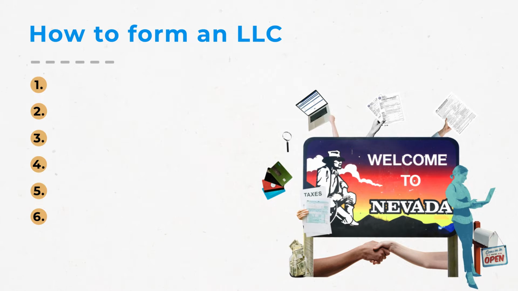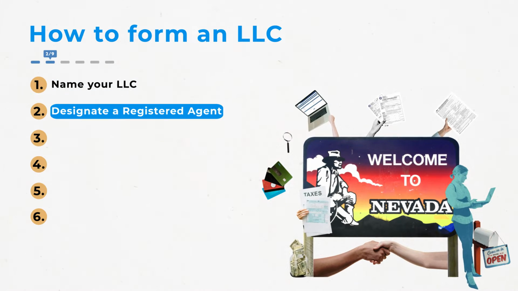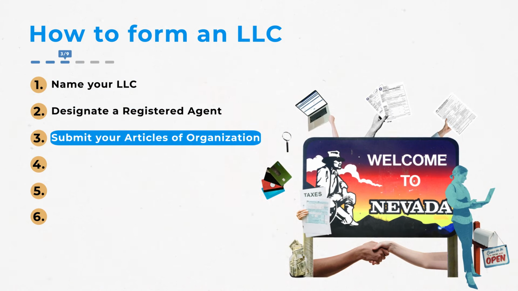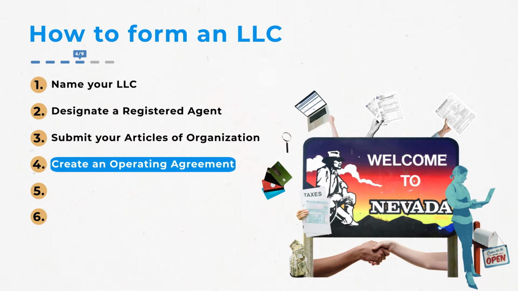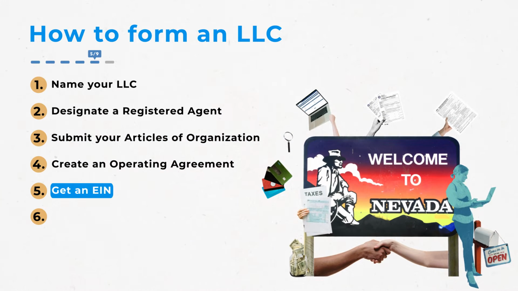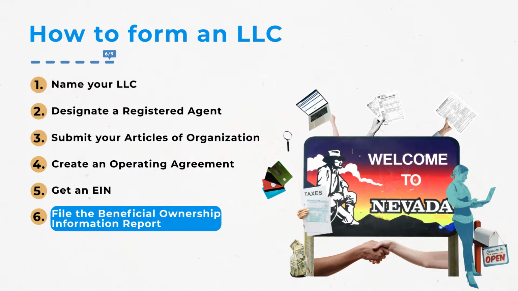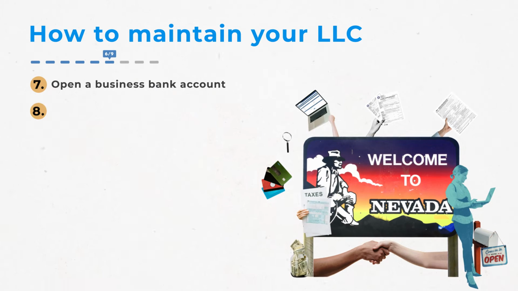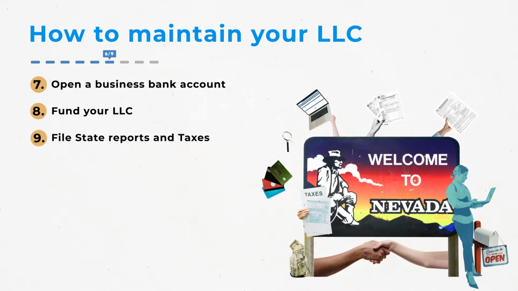Today, let's walk through what you need to know to form an LLC in Nevada. There are 6 steps to starting your business: naming your LLC, designating a registered agent, submitting articles of organization, writing an operating agreement, obtaining an EIN, and filing the Beneficial Ownership Information Report. We'll also cover 3 steps to maintaining your Nevada LLC once you're up and running.